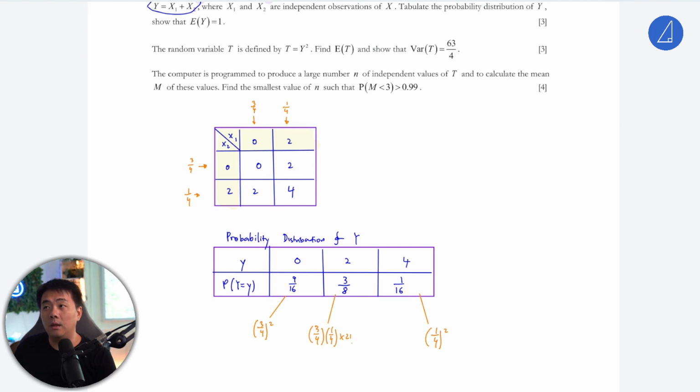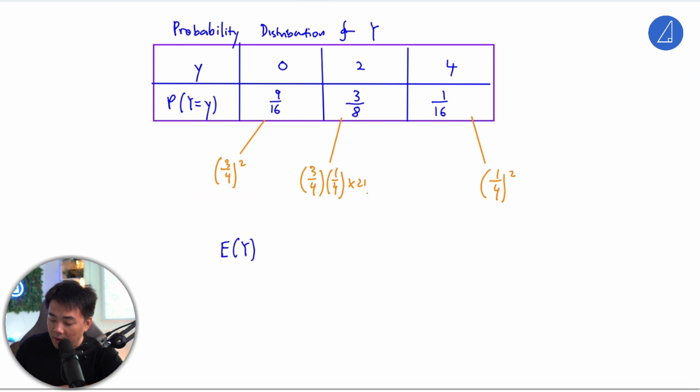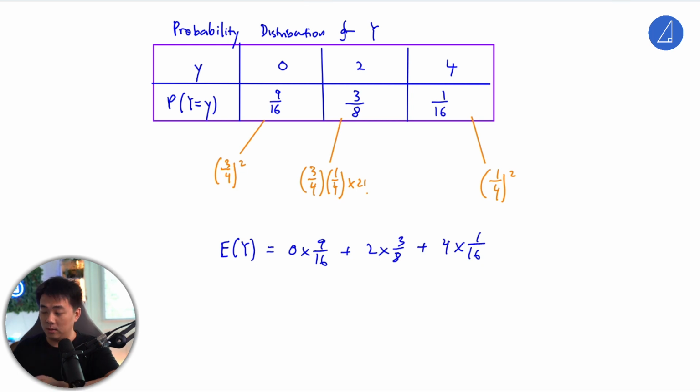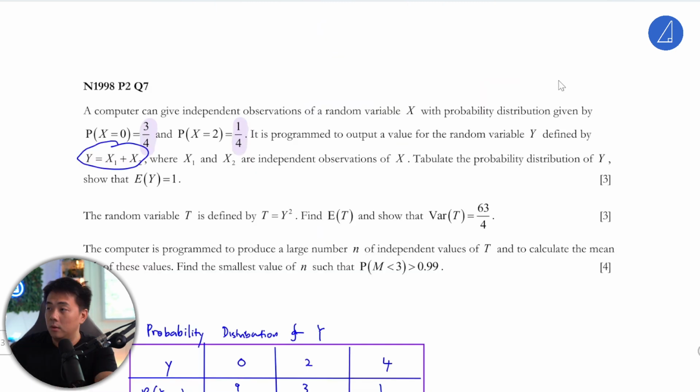Next, show that E(Y) is 1. The expectation of Y is just a weighted average, right? So it's 0 multiplied by 9 over 16, plus 2 times 3 over 8, plus 4 multiplied by 1 over 16. This will give us E(Y) equals 1. The expectation of Y equals 1, shown. Okay, so let's look at the next part.